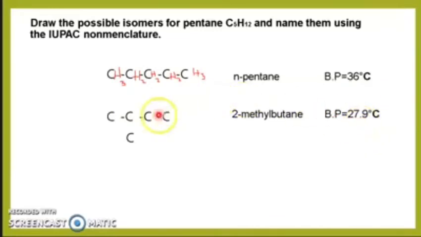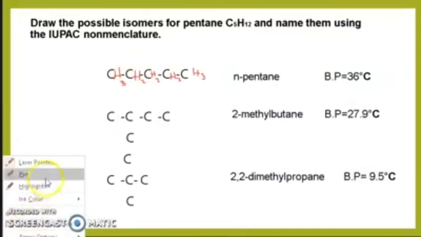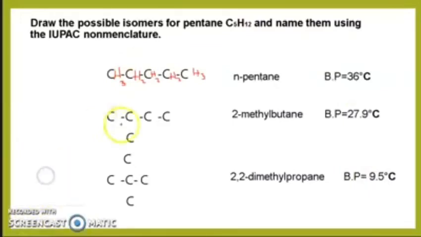The third possibility is to drag this carbon to this side here, to the second carbon, and therefore we have 2 branches, and then we fill it up with hydrogens. This would be a 2,2-dimethylpropane. And as you can see, as the branches increase, the boiling point decreases as well. Now, in case you have a problem filling with hydrogens, we have to follow the same rules that we followed up here.